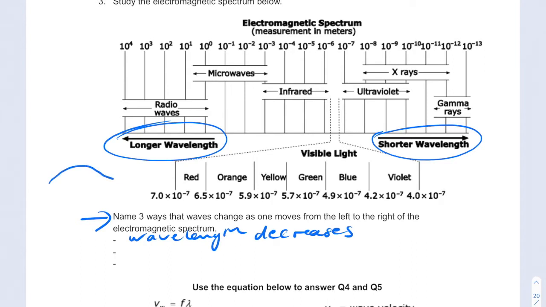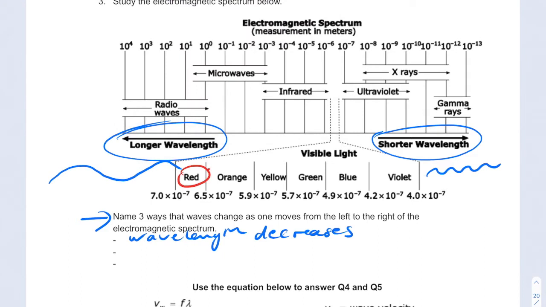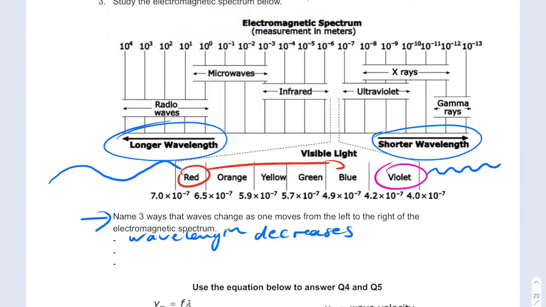But wavelength is connected to frequency. When you have waves that are long, less waves pass a point every second. That means the frequency is low. But when waves are very short, like gamma rays, more waves pass a point every second. And that applies to all the waves. As you move through the visible spectrum, as you go from red all the way to violet, that same thing's happening. The wavelength is getting shorter and the frequency is getting higher.